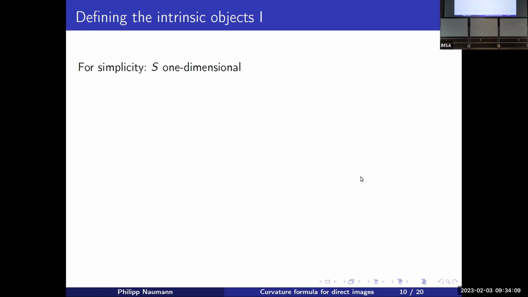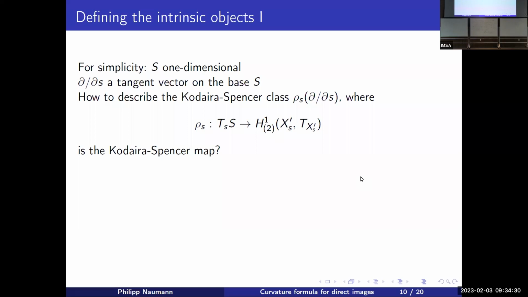So for simplicity now, I assume the base is one-dimensional. In particular, the direct image is then automatically locally free, but that is not necessary. I might not necessarily have the correct fiber, but then I take the tangent vector on the base. And I want to describe the Kodaira-Spencer map in this setting, deformations of pairs. And it turns out that where I'm landing with my Kodaira-Spencer map is the right space. It is really the T_X-valued (0,1)-forms, which are L2 with respect to all my metrics, here only the underlying Kähler metric.